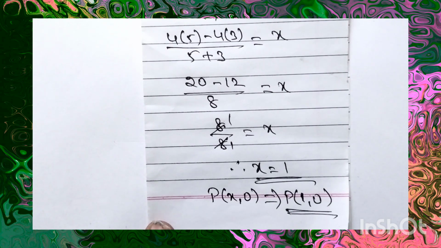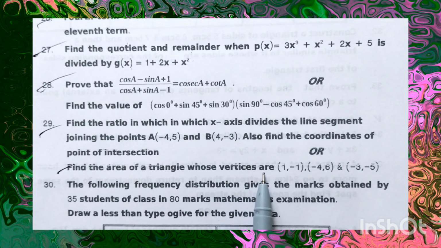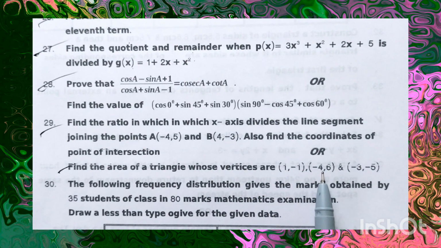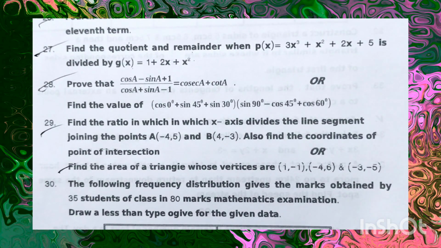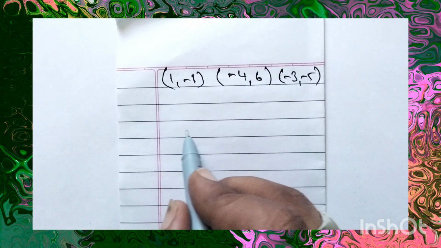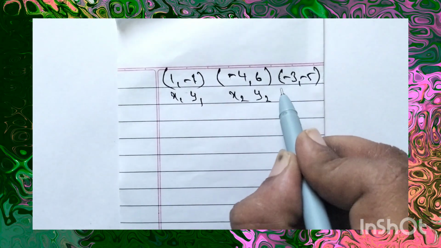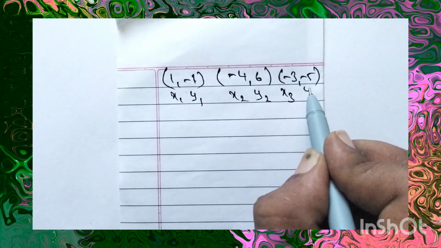In the 29th question only one more internal choice question is there. Now let us answer that internal choice question. Find the area of the triangle whose vertices are 1 comma minus 1, minus 4 comma 6 and minus 3 comma minus 5. Now let us find out the area of the triangle. Take 1 comma 1 as x1 y1, minus 4 comma 6 as x2 y2, minus 3 comma minus 5 as x3 y3.